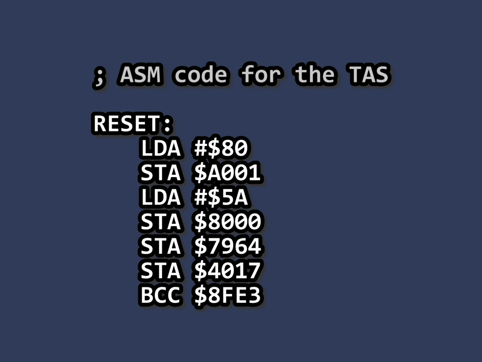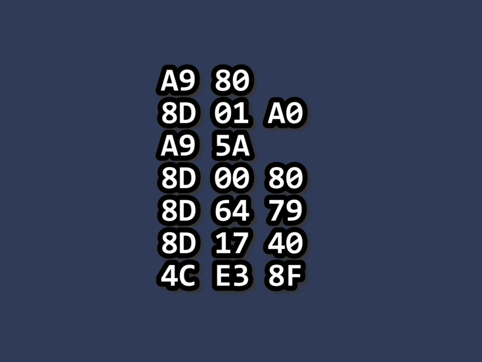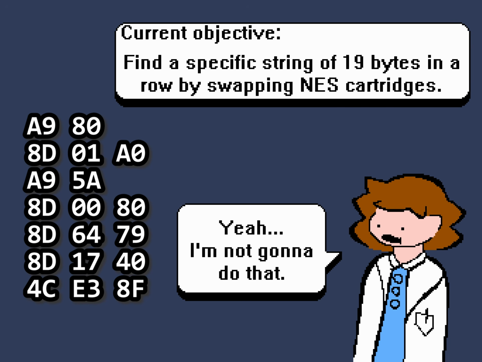So, final recap. We want to run this code. This code, when assembled into bytes, looks like this. Now, we need to find this string of bytes using Intercycle Cartridge Swapping. Oh man, this is a lot of specific values, and there's a lot of games to check. Let's automate this process.